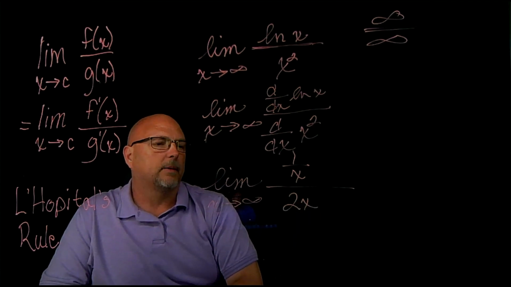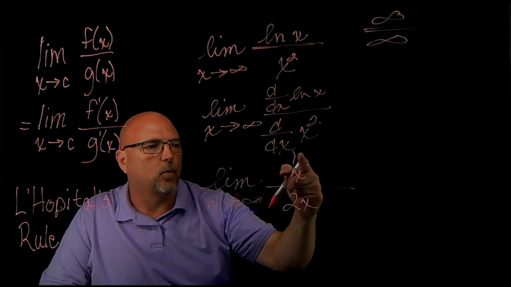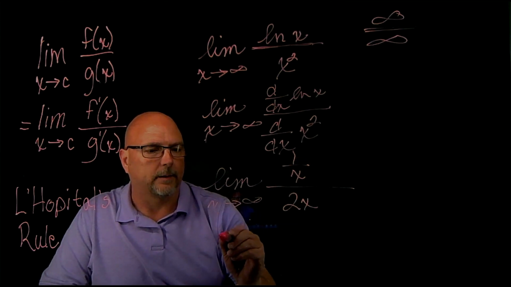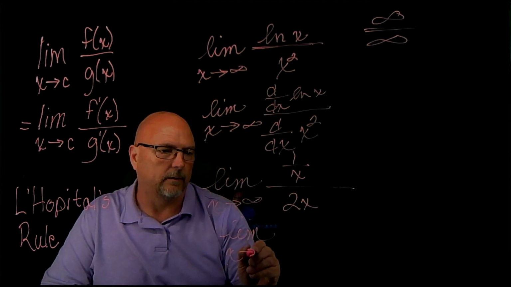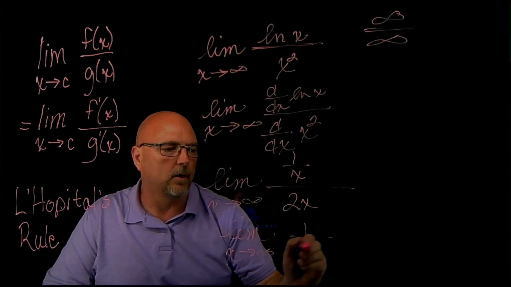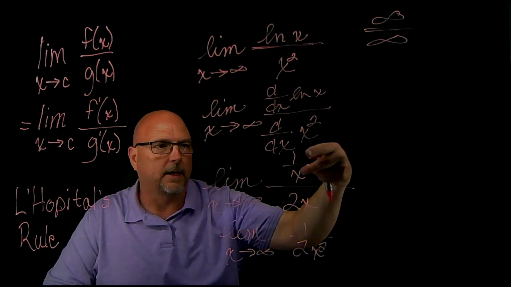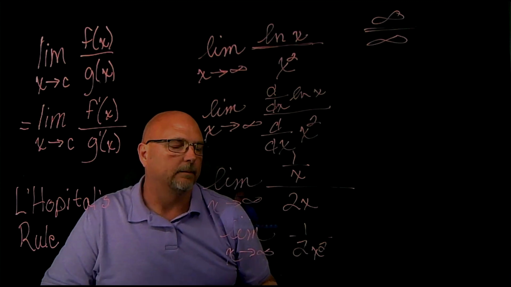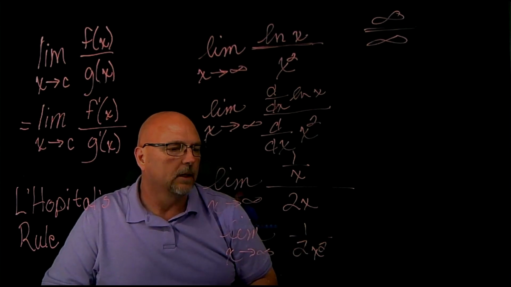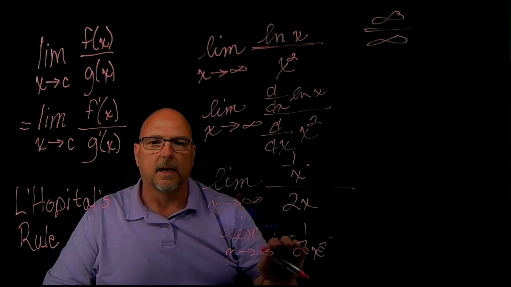So now let me simplify this a little bit. That would be 1 over x over 2x, so the limit as x goes to infinity of that. Reciprocate, multiply, so it's 1 times 1 in the top and x times 2x in the bottom. So I have this limit as x is going to infinity.